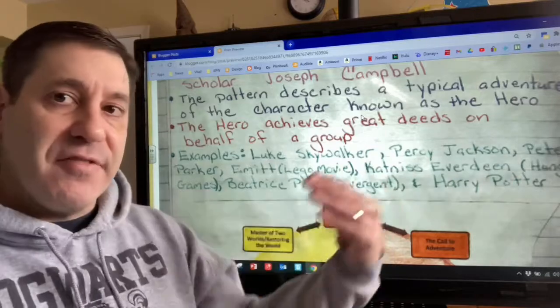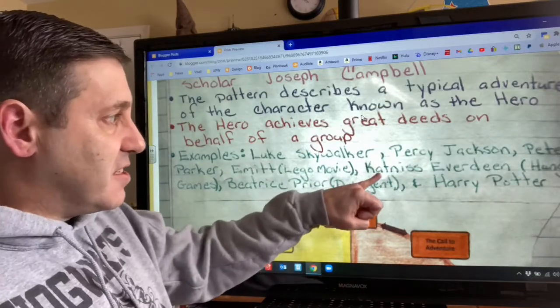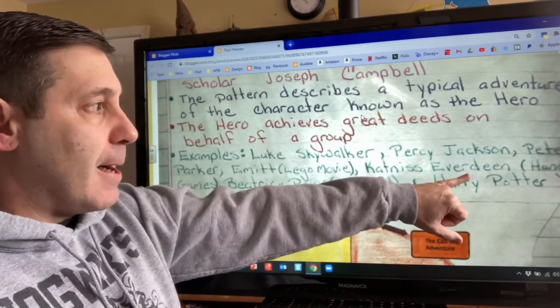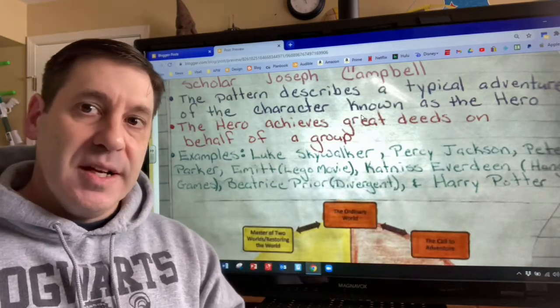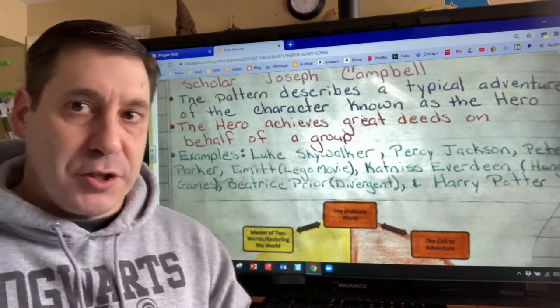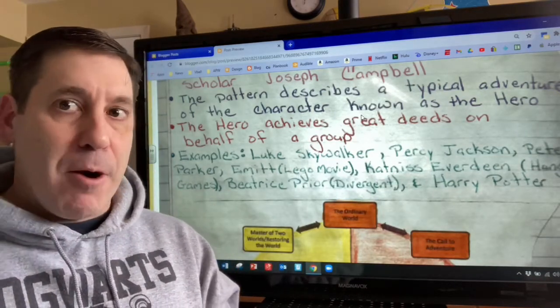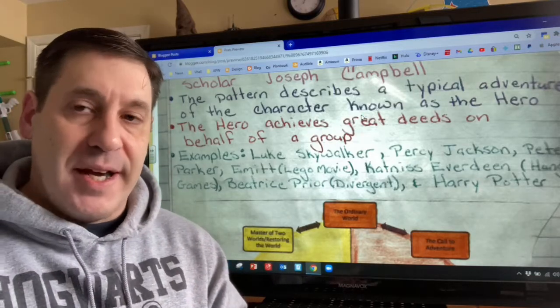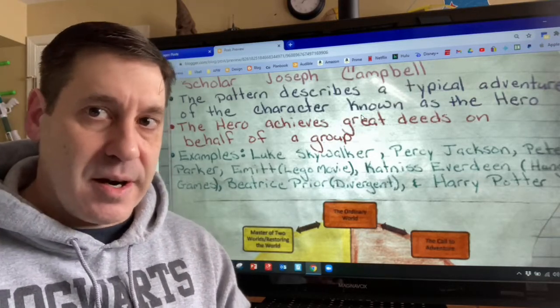Katniss Everdeen, if we have fans of the Hunger Games, this is the lead character in the Hunger Games series. So for the girls, this is not just about male heroes. Female heroes also fit this pattern, and I want you to know that.